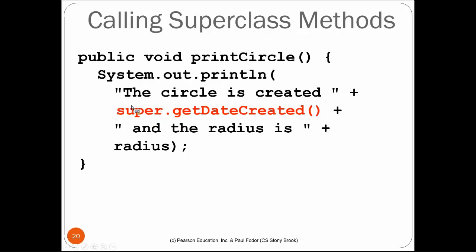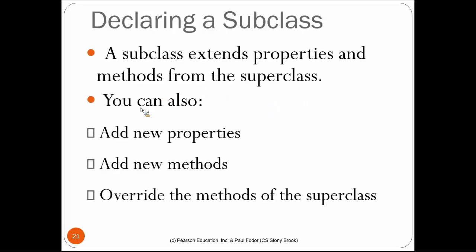Most used case is when we actually define a method in the subclass, which overrides the method in the superclass, but we still want to have access to the method in the superclass. We'll see that after we talk about overriding, which is actually the next stuff that we talk about.